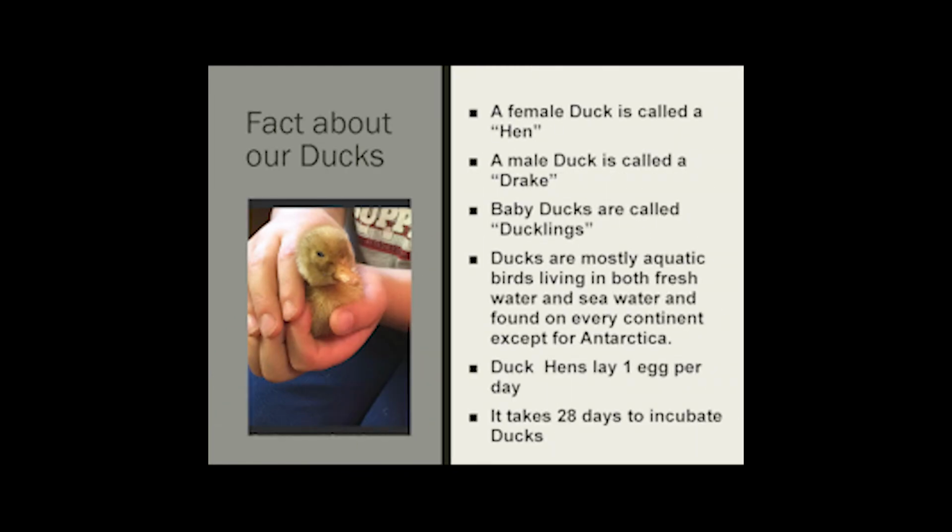So let's check in with our ducks. A female duck is called a hen. A male duck is called a drake. Baby ducks are called ducklings. Ducks are the most aquatic bird, living in both freshwater and seawater, and they are found on every single continent except Antarctica. Duck hens lay 1 egg per day, and the process for incubating our ducks took a total of 28 days.